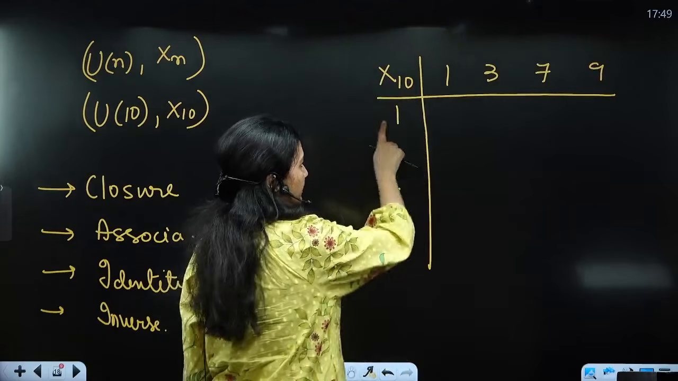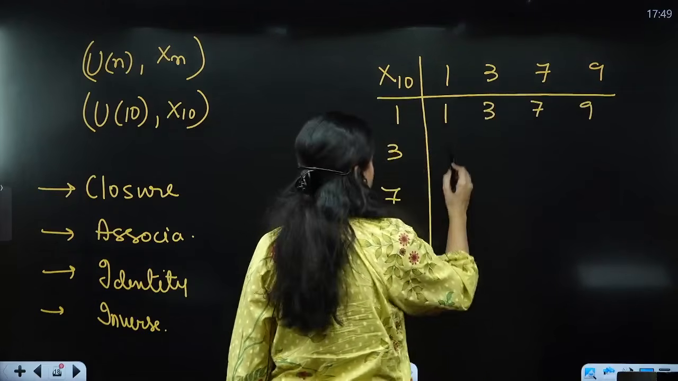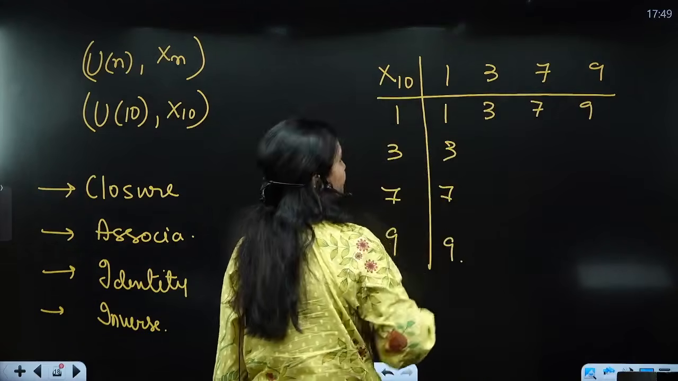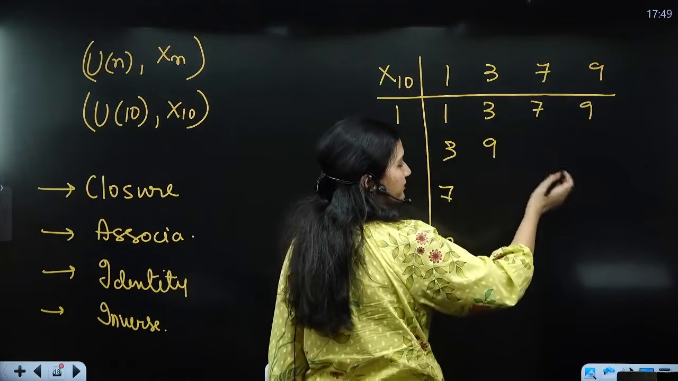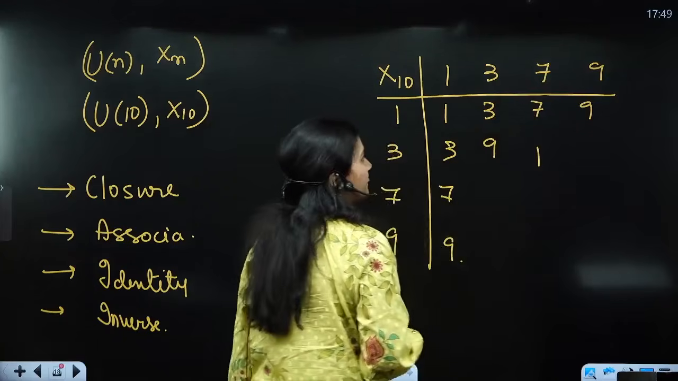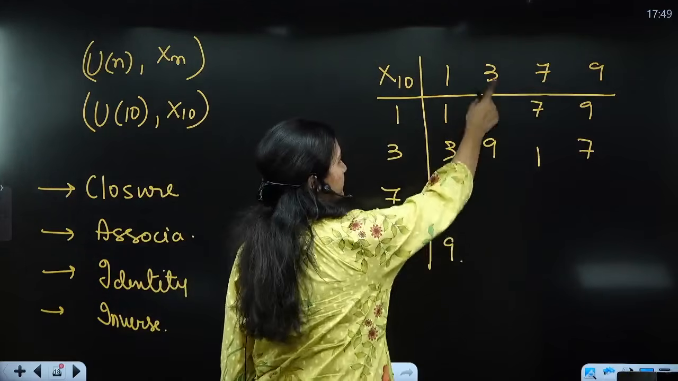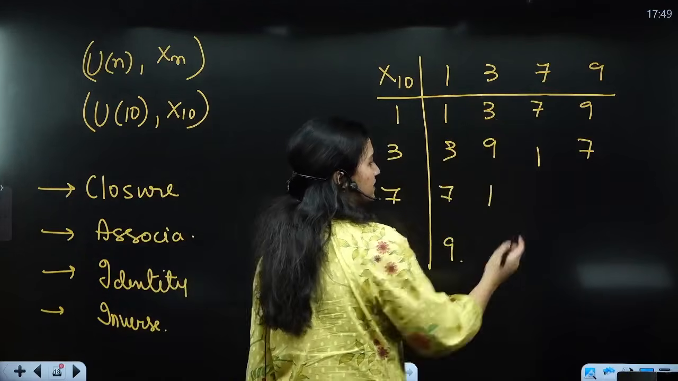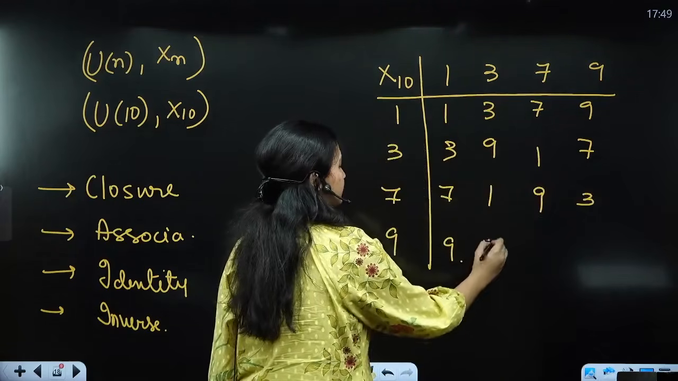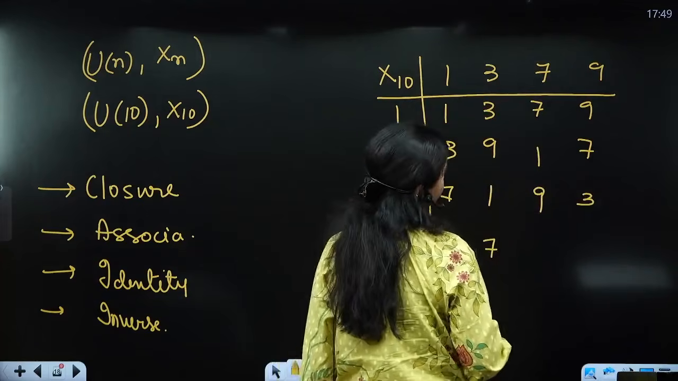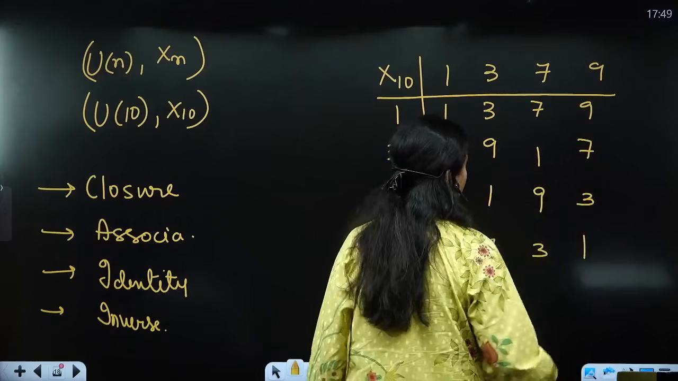Now with respect to 1, you're getting the same elements here, 1, 3, 7, 9. Now 3 3s are 9, remainder 9. 7 3s are 21, remainder when divided by 10 is going to be 1. 9 3s are 27, so the remainder is going to be 7. 7 7s are 49, 9 remainder. 9 7s are 63, so this is going to be 3 as a remainder. 9 9s are 81, 1 is the remainder.